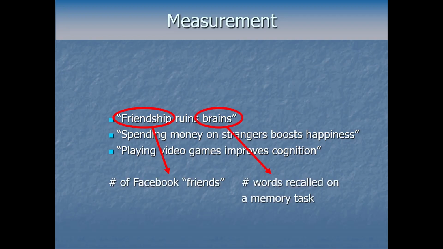Like that headline about friendship ruining brains might have simply done something easy, like counting Facebook friends. That's an easy way to quantify friendship, even though it's not great, because lots of people have a large count on social media without being truly friends with all those people. And when they say it ruined brains, maybe they just found a lower number of words recalled on a memory task. Is that really ruining the brain, or is that just kind of a metaphorical label for this word recall task?